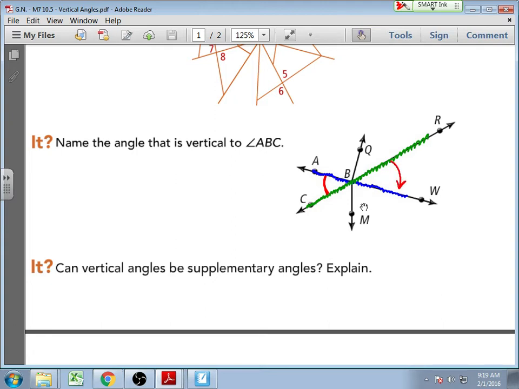So the angle that is vertical to ABC is what angle? RBW. So angle RBW is vertical to angle ABC. Questions on how we figured that one out? Start on the angle that you're given, go through the vertex to find that other angle.